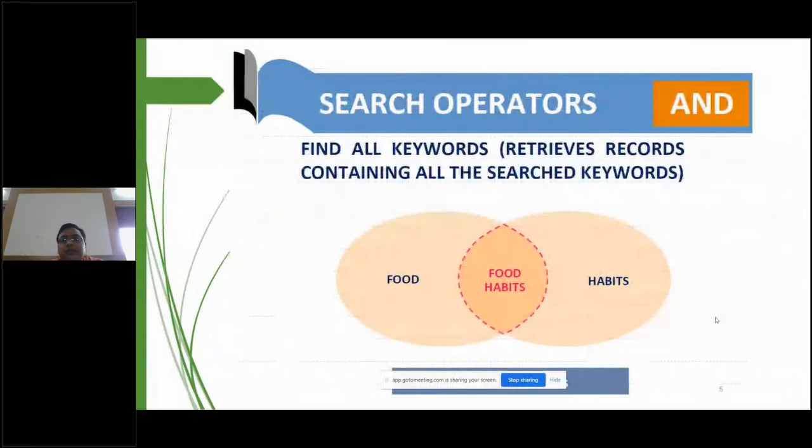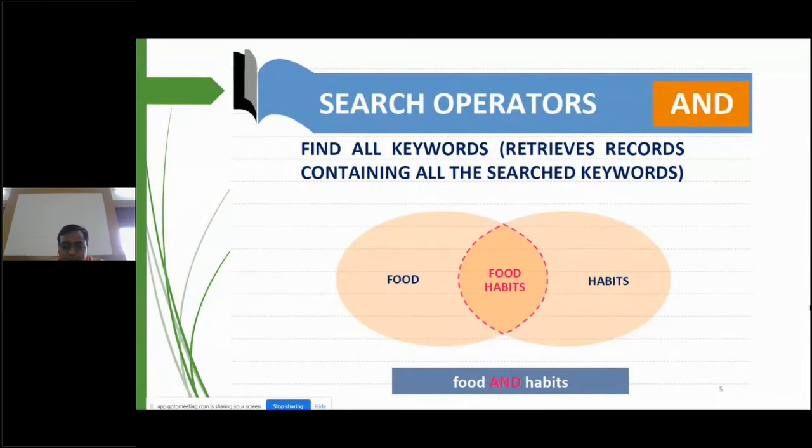The first search operator is AND. It retrieves records containing all the search keywords. If you want to search about the food habits of people, then you have to search for both food and habits. So you put food, capital AND, habits, and then you can get the information about food habits.